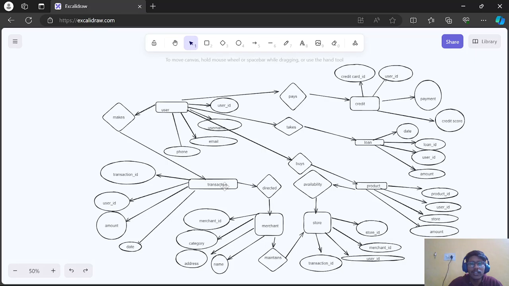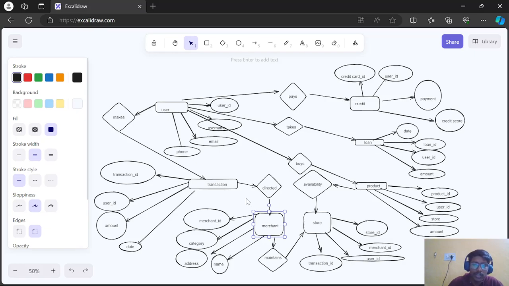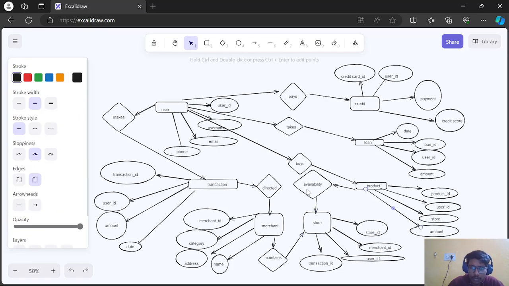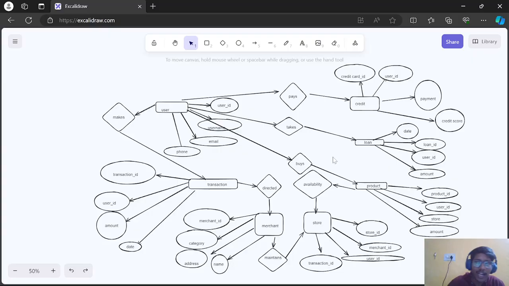The next relation is the relationship between a transaction and a merchant. The user's transaction is directed towards the merchant for the product that he's selling. The relationship between a merchant and a store is that a merchant maintains the store. And the next relation, between the store and the product, is the availability of the product in that particular store. And I guess we came to our grand conclusion in our video.